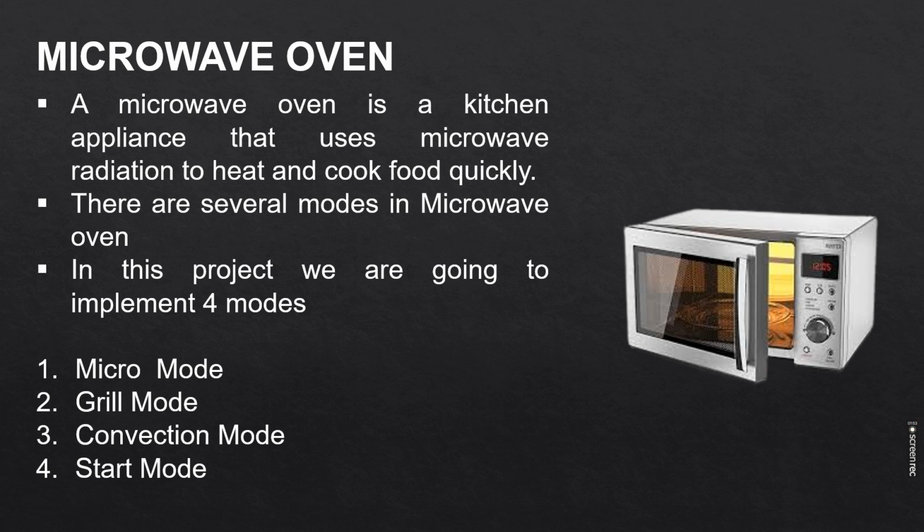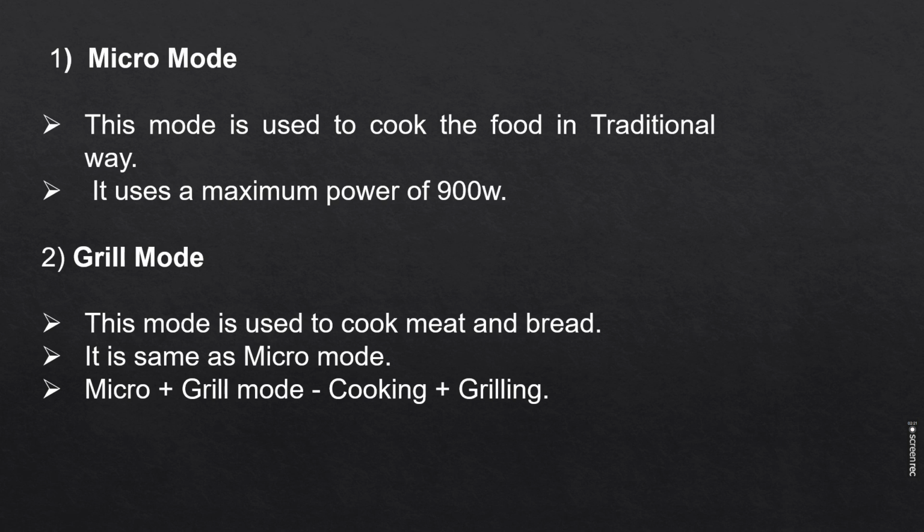Now we will discuss our project. A microwave oven is a kitchen appliance that uses microwave radiation to heat and cook food quickly. There are several modes in a microwave oven, but in this project we are going to implement four modes: micro mode, grill mode, convection mode, and start mode. Let's go through the four modes one by one.